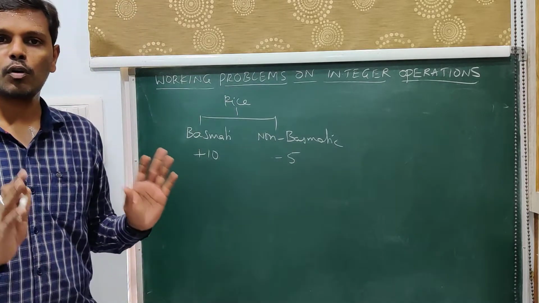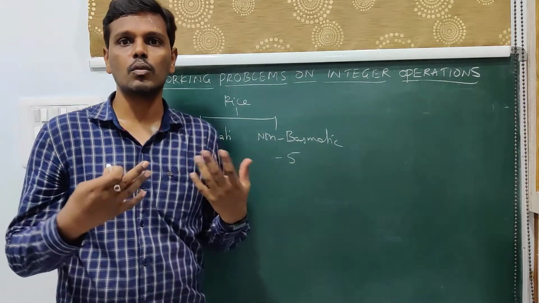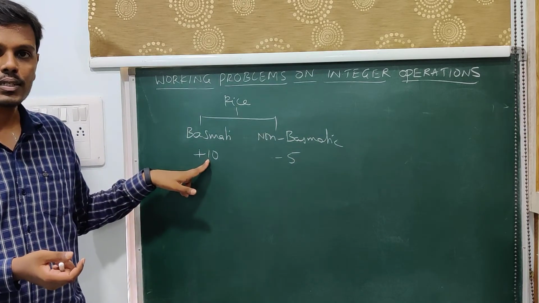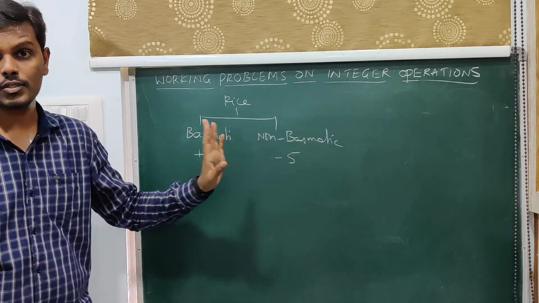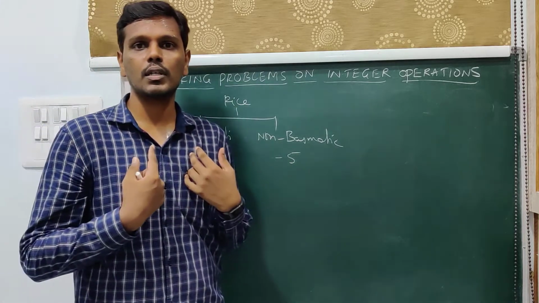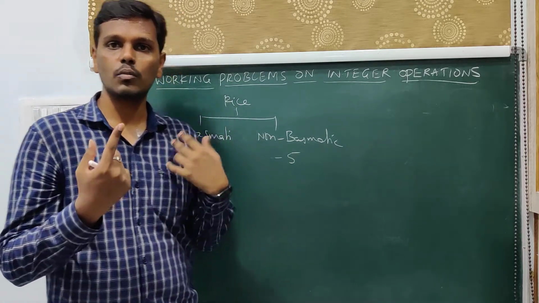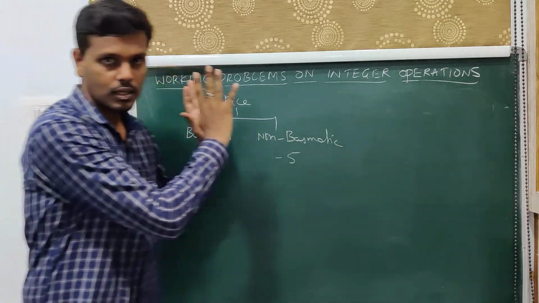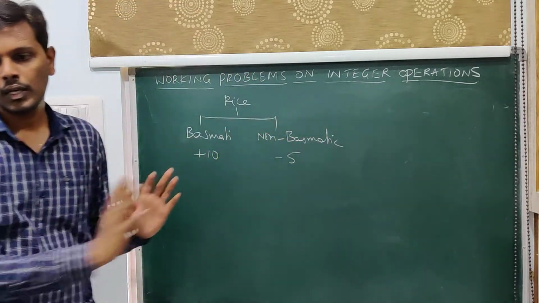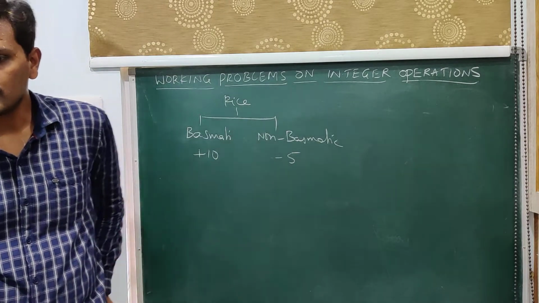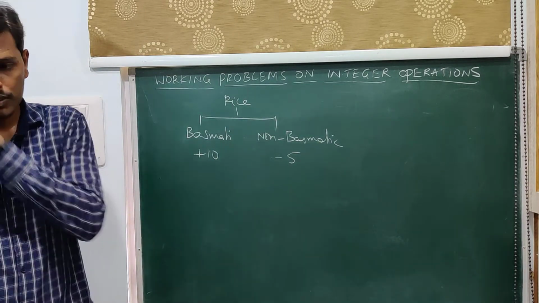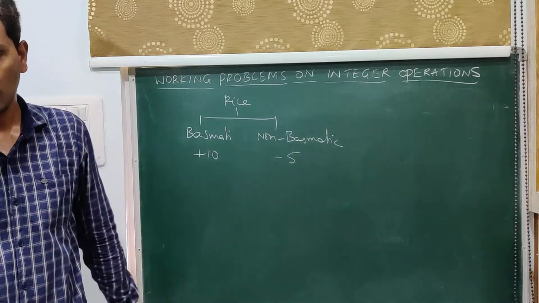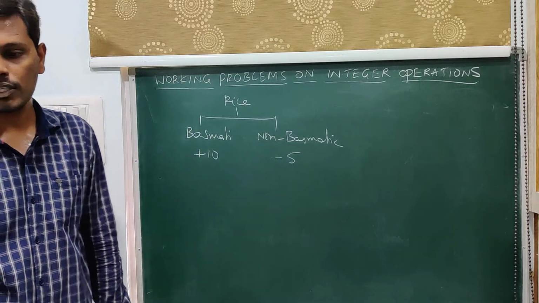Irrespective of whether it is profit or loss, we are talking in general that he is getting plus 10, and here he is getting minus 5. Instead of talking like profit or loss, I am talking here plus 10, minus 5. In both the cases, he is getting some amount. Now look into the first situation. He sells 3000 bags of basmati rice and 5000 bags of non-basmati rice in a month. What is his profit or loss in a month?